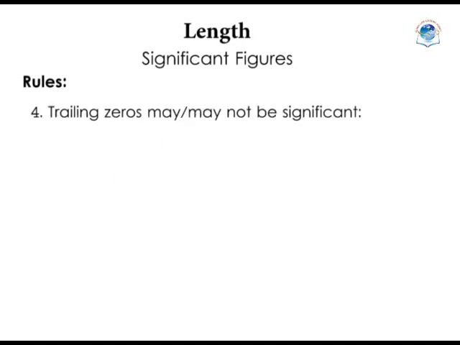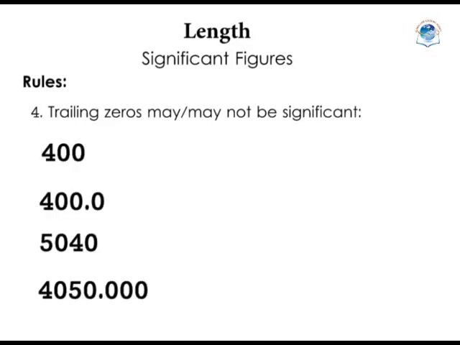Fourth rule. This is the most tricky one, but it's also simple when you see examples. Trailing zeros are sometimes significant and sometimes they are not. Let's look at these numbers. 400, 400.0, 5040, and 4050.000. Trailing zeros are those to the right of the first non-zero digit, counting from right to left. The thing is, if there is a decimal point, then they are significant. If there is no decimal, then they are not.